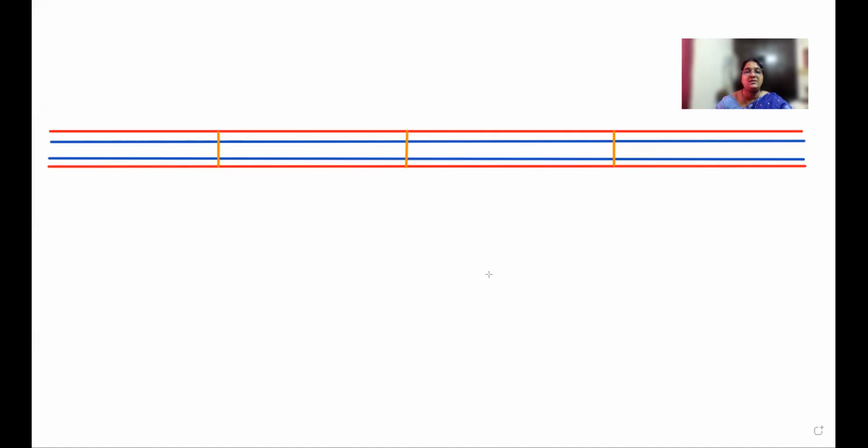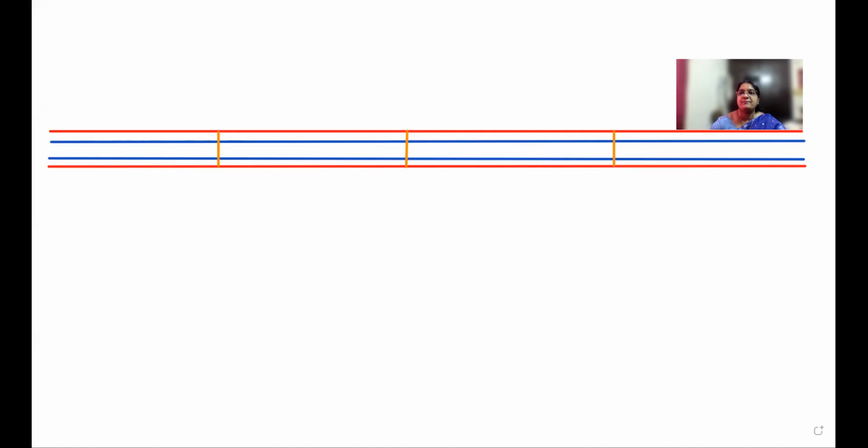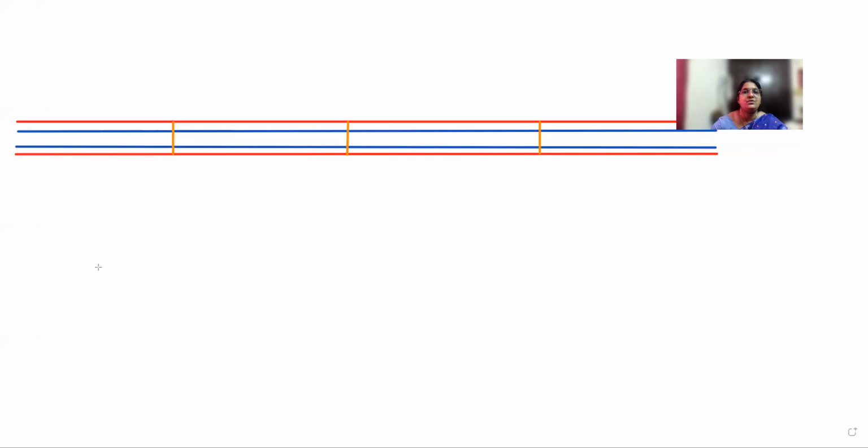Today in English we are going to write small cursive "y" and "z". With this, we are finishing. I'm going to write "y" and "z" here. Let us know how to write "y" and "z".